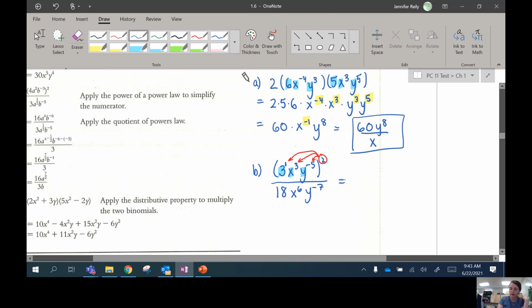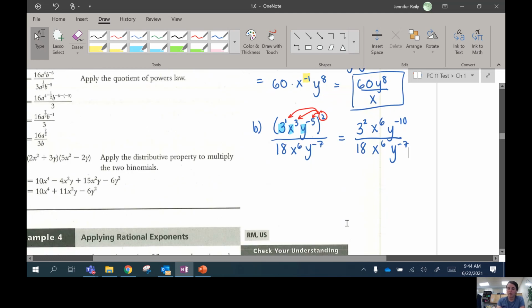So I'm going to write my next step here so I have a little bit more space. So we'll have 2 times 1, which is 2. Some students forget to apply it to the number. You need to apply it to every single term, even the number. X to the power of 6, y to the power of negative 10. And then we have 18, x to the 6, y to the negative 7.